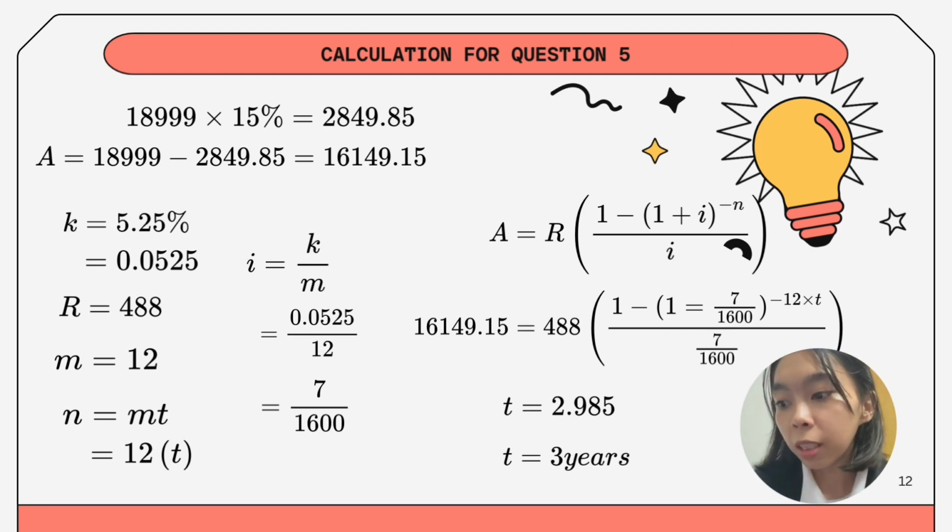Then I substituted everything into the annuity formula, which is the present value formula. So I set 6,149.15 equals to the expression and solve for the T. After simplifying, I get T equals to 2.985. This is approximately 3 years. So the time needed to finish the payment is 3 years.